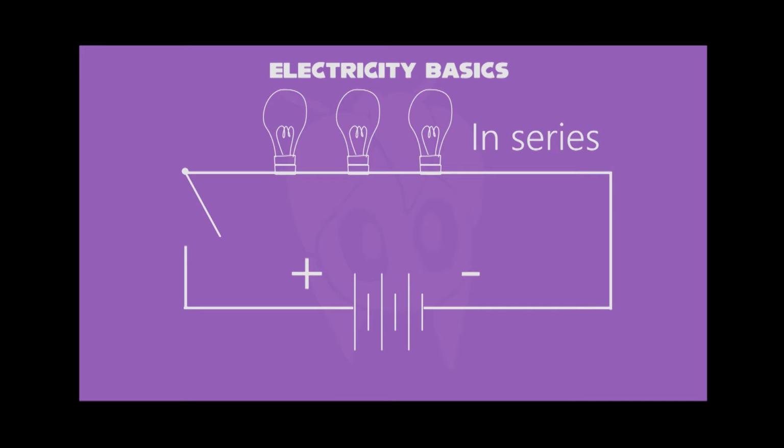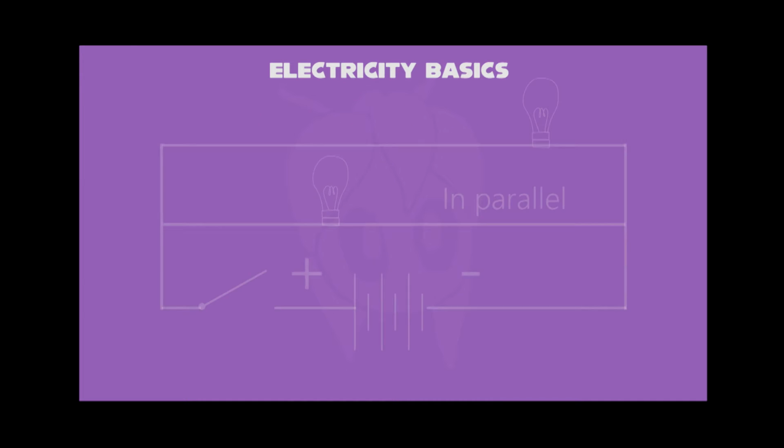Suppose, in this case, there are 3 bulbs connected in series. Can you believe that? If yes, we connect this with a battery and a switch. So, let's turn it on. As a result, the current flows as the circuit is complete. Now, if any one of the bulbs is blown, the other 2 bulbs will not light up in series.